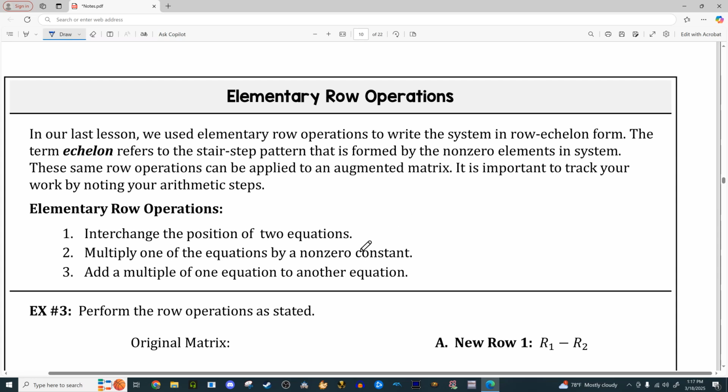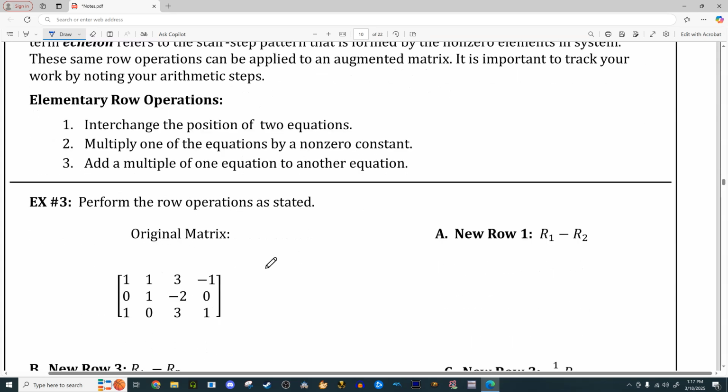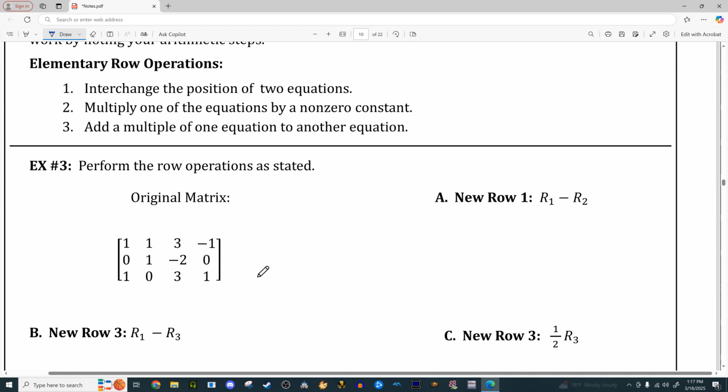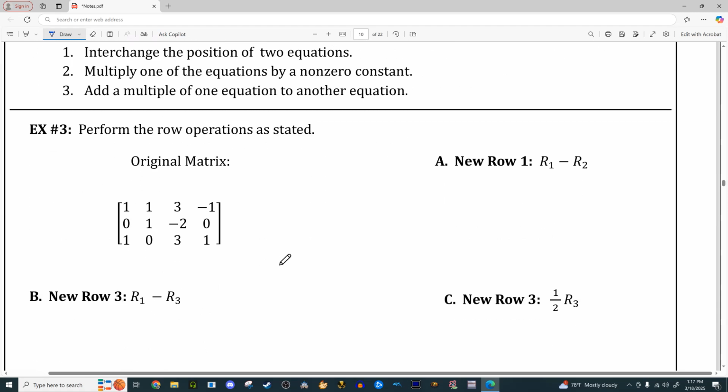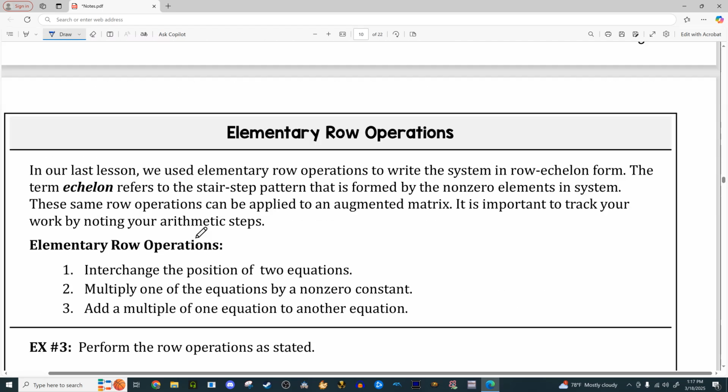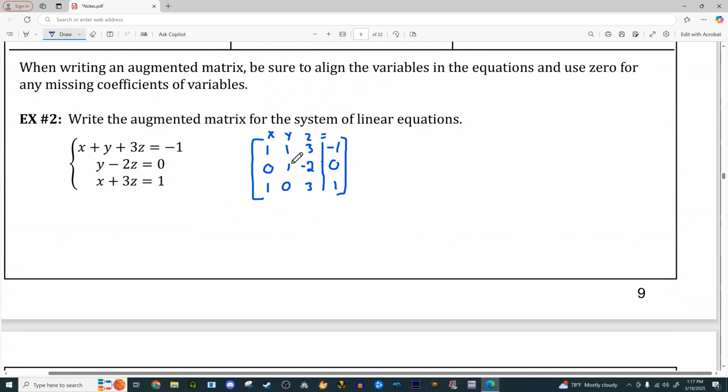We are only allowed to do these 3 things. We can change the position of 2 equations. We can multiply one equation by a non-zero constant. And we can add a multiple of one equation to another equation. So I'm going to have my matrix 1, 1, 3, negative 1, 0, 1, negative 2, 0, 1, 0, 3, 1. This should look familiar. This is the matrix that we just made right here.